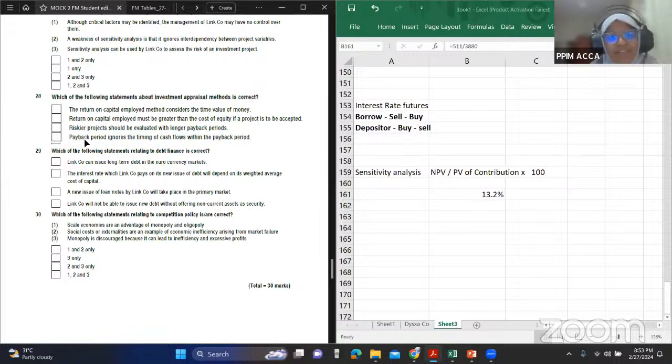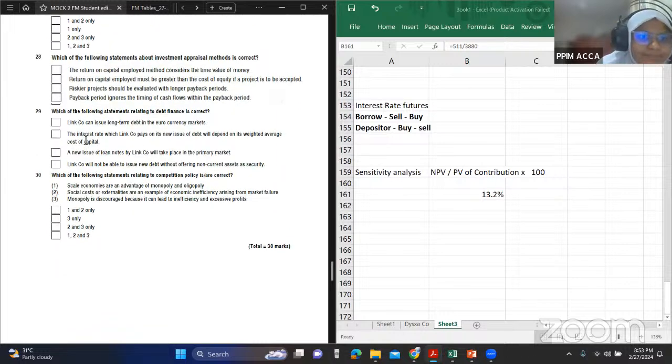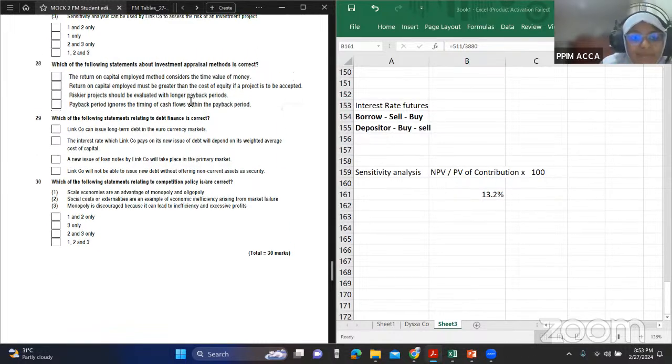Payback ignores the timing of cash flows within the payback period. We don't discount anything. But if you are using discounted payback, then we will consider the time value of money. But even with discounted payback, we will not consider the timing of the cash flows within the period. When in the year did you get that 250,000? We don't care. We just assume that everything happens at the end of the year.